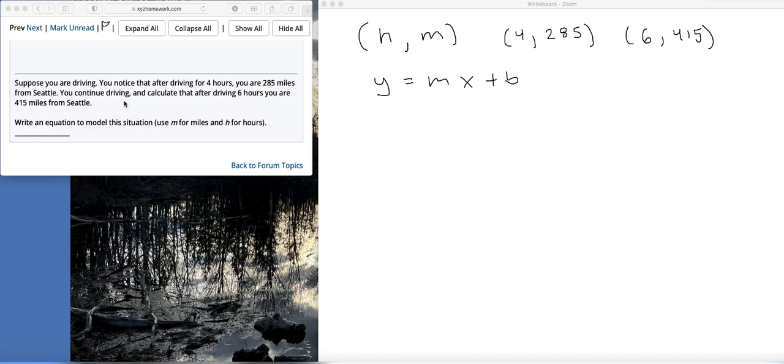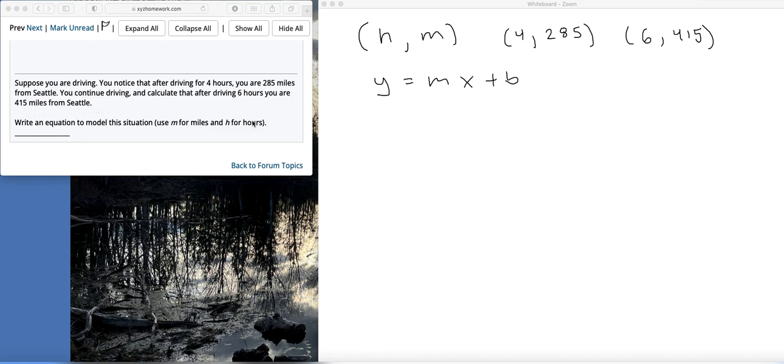Okay, let's start by giving the problem a read. Suppose you are driving. You notice that after driving 4 hours, you are 285 miles away from Seattle. Notice that this doesn't say you started driving from Seattle. It just says after driving 4 hours, you're that far from Seattle. You continue driving and calculate that after driving 6 hours, you are 415 miles from Seattle.